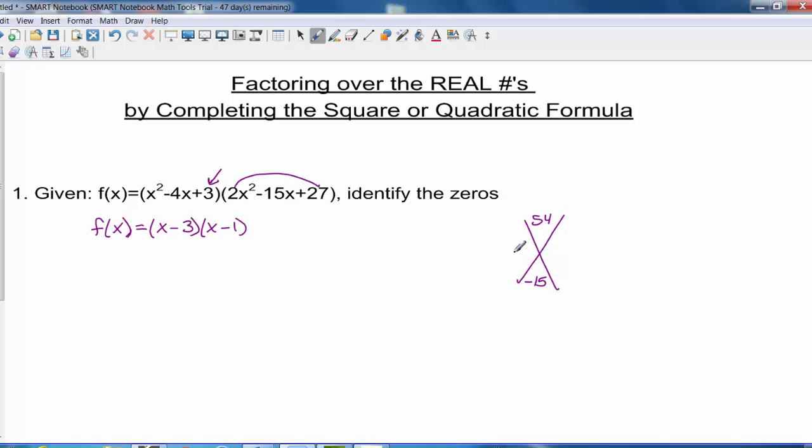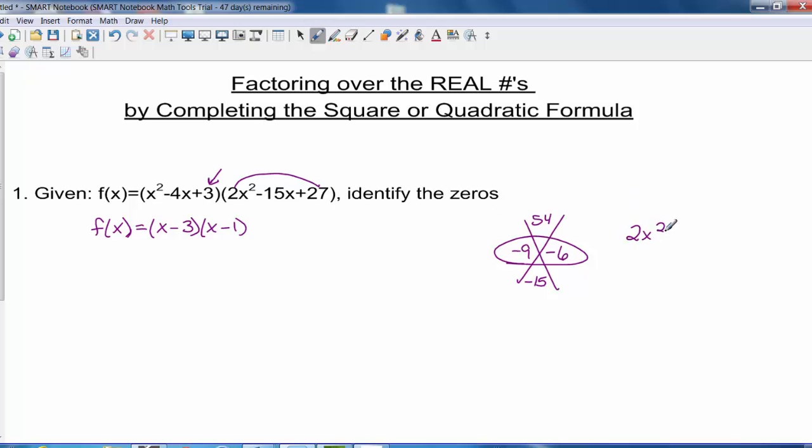The factors of 54 that come to my mind would be 6 and 9, and if I negate both of them, negative 9 times negative 6 is positive 54, and when I add them I get negative 15. Now remember, these are not going to be my last terms. This is how I split my middle term. So I'm going to come over here and factor this and then put it back in.